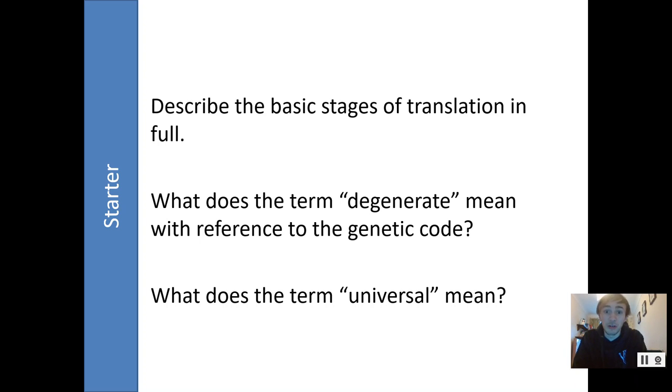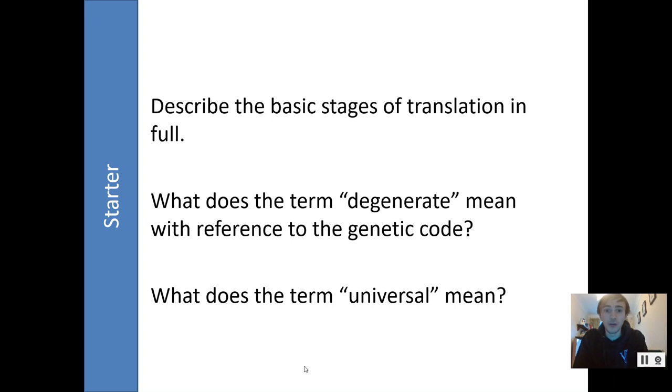And then the third question, what does the term universal mean when you refer to the genetic code? It means that all organisms that we are aware of have exactly the same genetic code, i.e. CCC in bacteria will code for the same amino acid as CCC in a human or a pig or a bird or a tree.